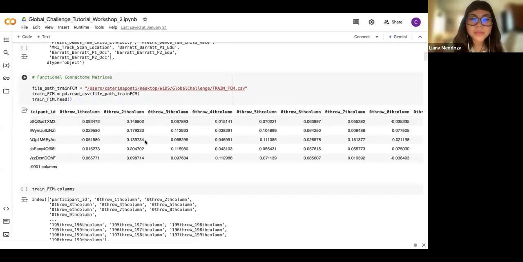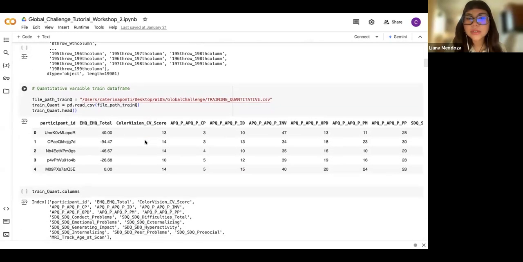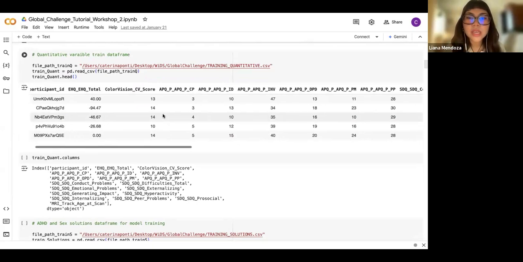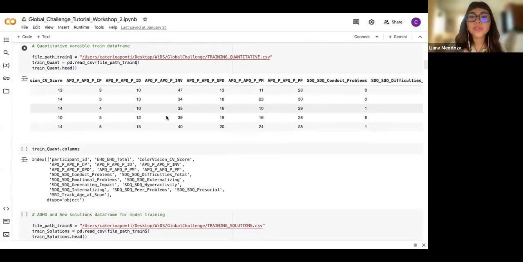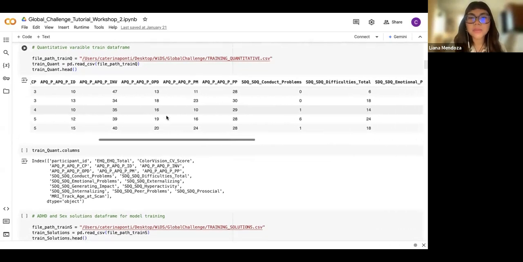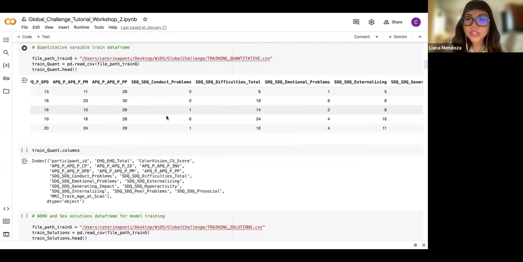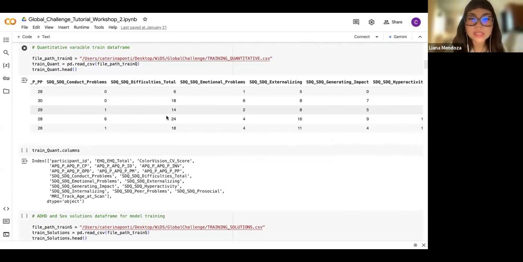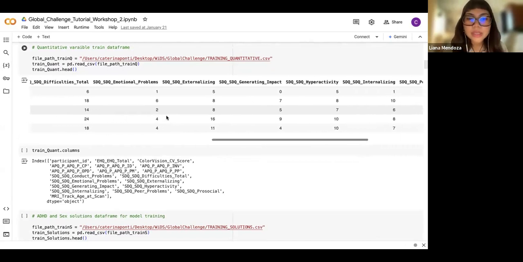Yes, and then moving on to loading in our quantitative variable train data frame. So this is our quantitative data frame again. These are our variables. These contain mostly our variables from different instruments measuring social status, also different behavioral questionnaires and such. Again, all of the information regarding these variables will be located in our data dictionary in our Kaggle.